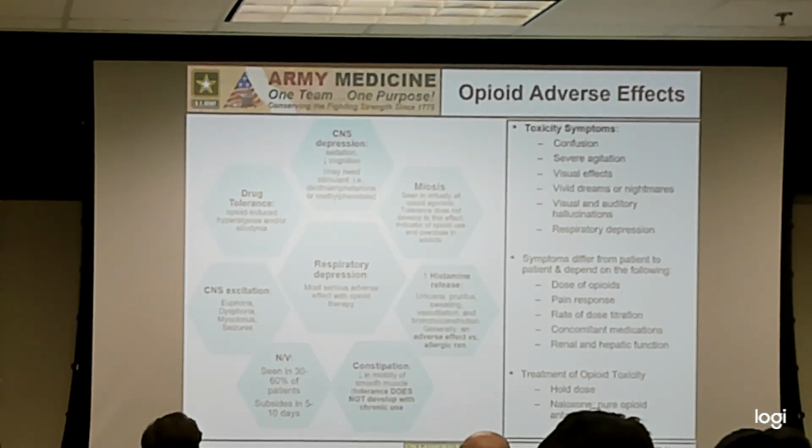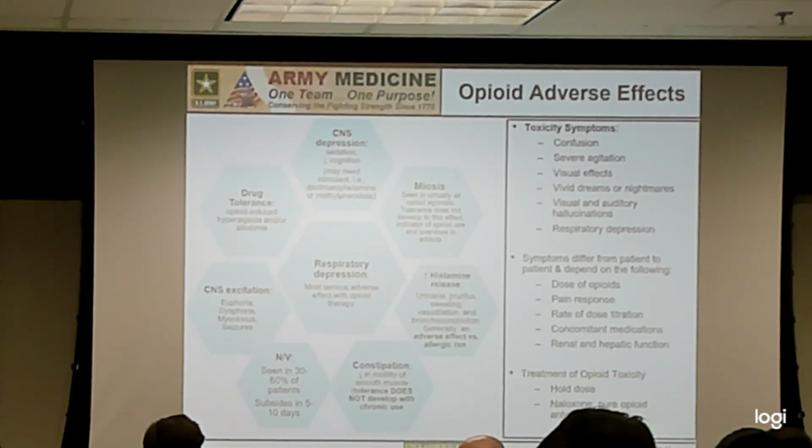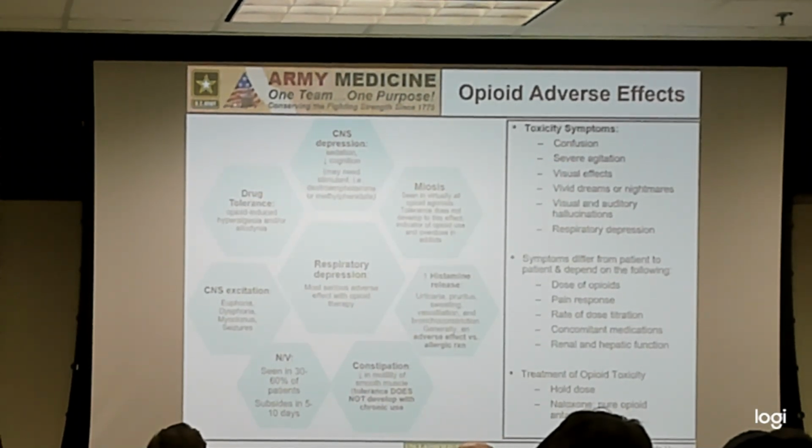You have your miosis, and then we already talked about the CNS depression, right? That's why we tell people not to drive. They're going to get drowsy. Don't operate heavy machinery. It's on the label of the prescription. Some patients, especially our chronic pain patients, if they're trying to live a regular life, are sometimes not able to avoid doing those things. But like I said, over time, CNS depression is one of those things that they develop tolerance to.